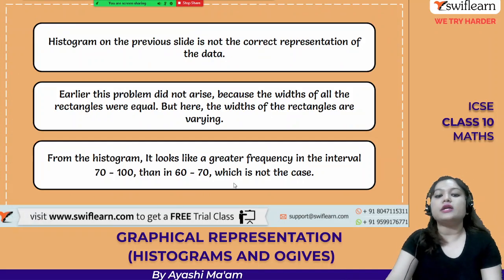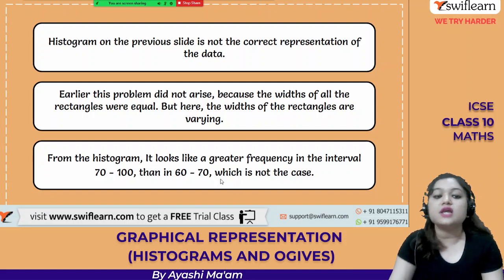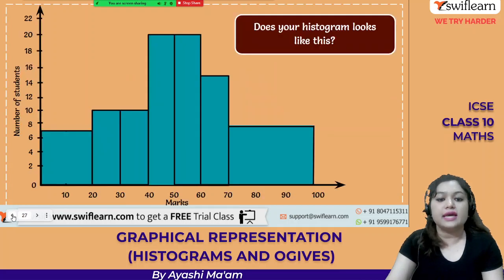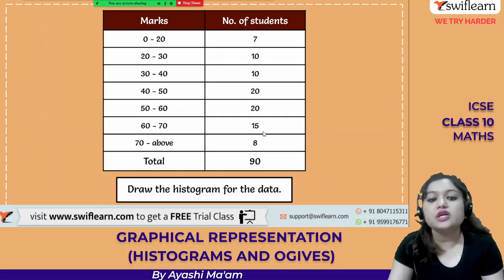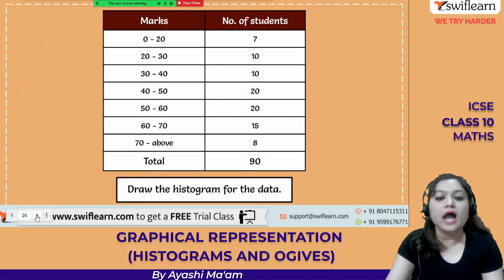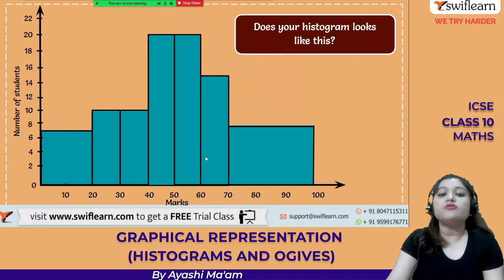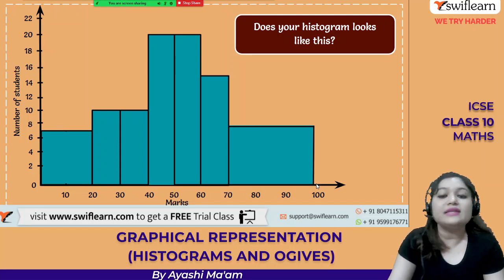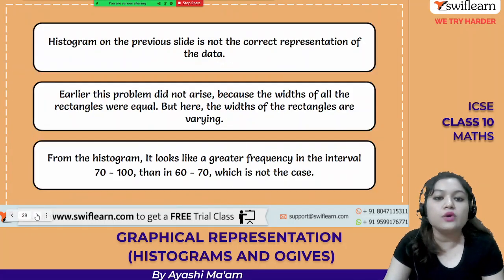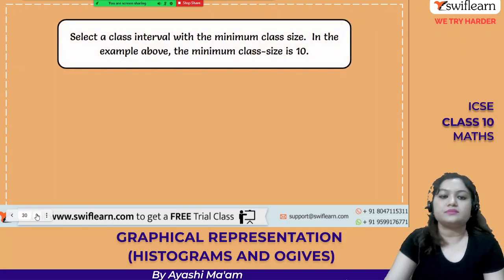From the histogram, it looks like a greater frequency in the interval 70 to 100 than in 60 to 70, which is not the case, right? So 60 to 70 frequency is 15, 70 to 100 frequency is 8. But if you look at the histogram, it is appearing as if from 70 to 100 the frequency is much greater. But that is not the case, right? So how can we solve this problem?